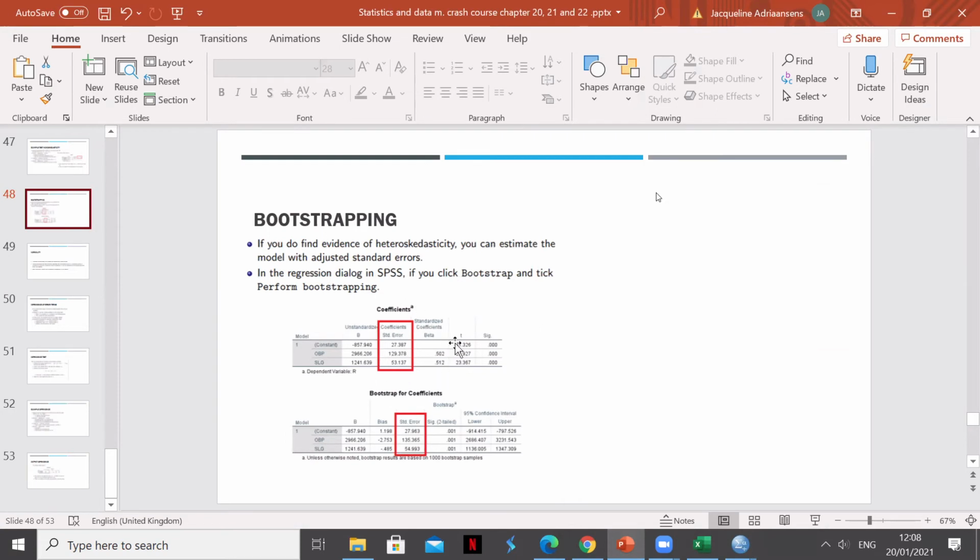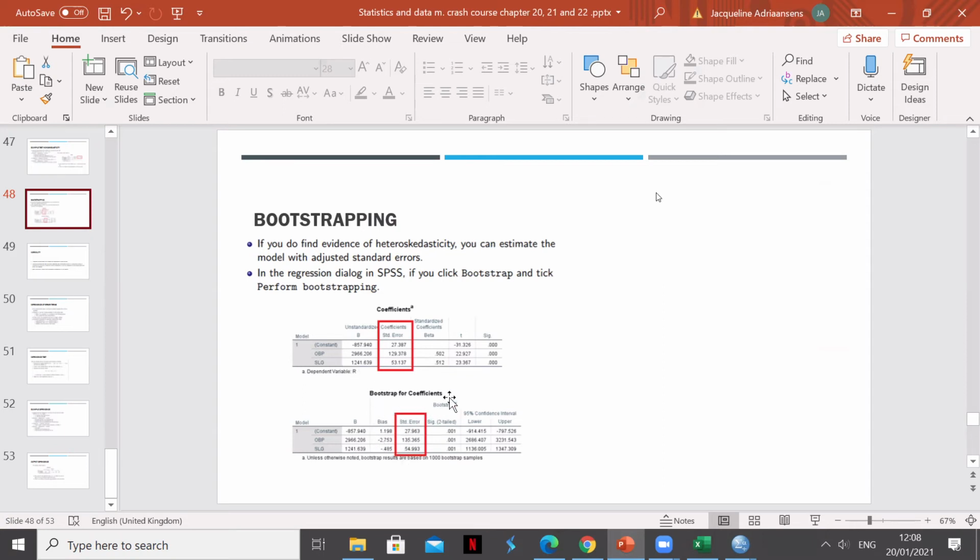So here you get your bootstrapping, but truly you never really need to do it. It's just a function of SPSS, but I've never seen it being asked in a test or anything. They'll never ask what are the bootstrap coefficients, I would say. But if they do ask it in case, then you have seen it.